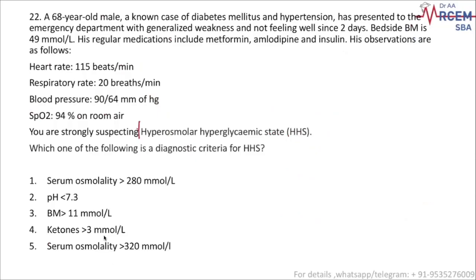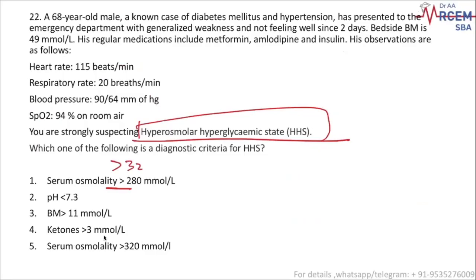You are strongly suspecting an HSS. Which one of the following is a diagnostic criteria for an HSS? Osmolality should be more than 320, not 280. pH less than? No. pH should be more than 7.3. BM more than 11? No. We are thinking of BM more than 30.